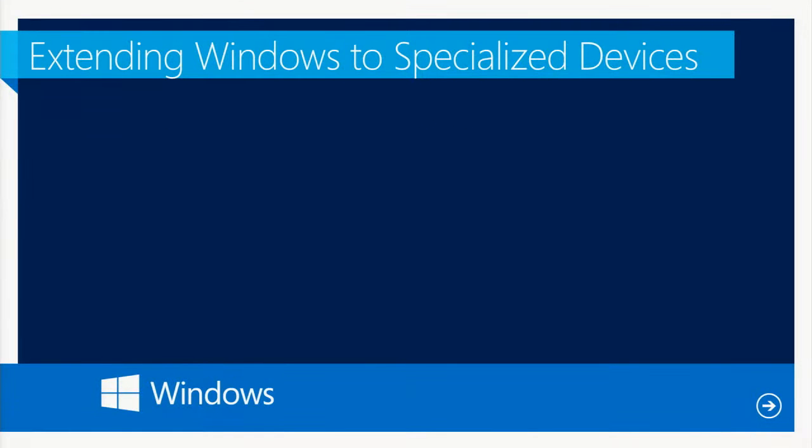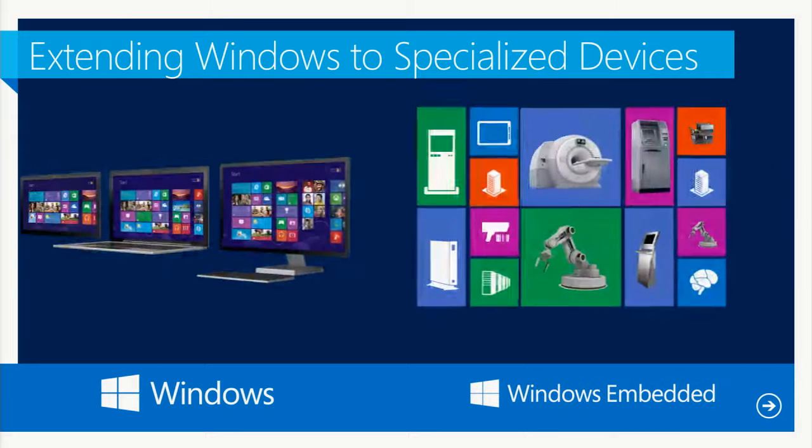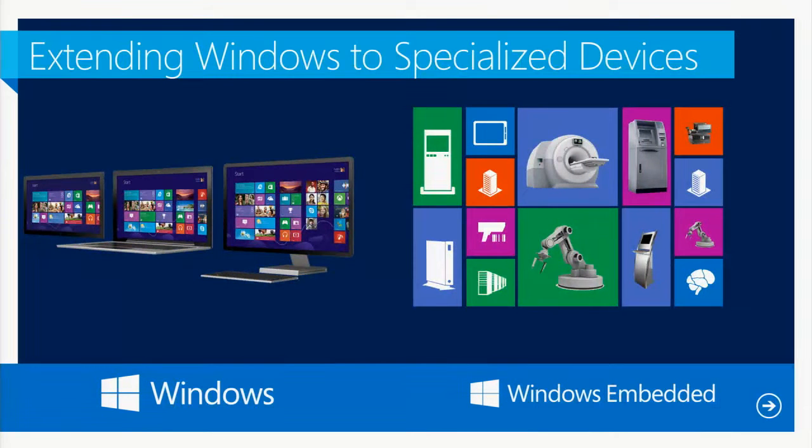All right, so what is an embedded operating system? In a nutshell, it's extending Windows to specialized devices. So if you look at it, how do we achieve this? By taking the Windows operating system and componentizing it. There are goods and bads.